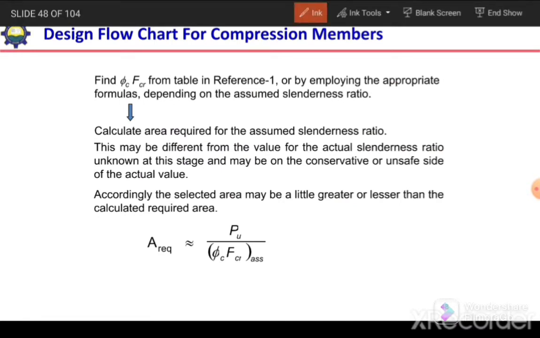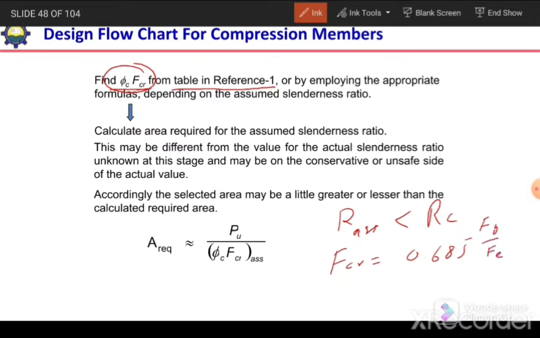So once we have the slenderness ratio, based on that assumed slenderness ratio, we need to calculate this phi c Fcr. So here we have two methods. Either we can go to the LRFD manual and find the phi c Fcr value corresponding to the assumed slenderness ratio, or otherwise we need to compare whether the assumed slenderness ratio is less than or greater than the Rc value. For example, if it is less than the Rc value, it means we have inelastic buckling. So in that case, Fcr will be equal to 0.685 to the power Fy over Fe, into Fy.